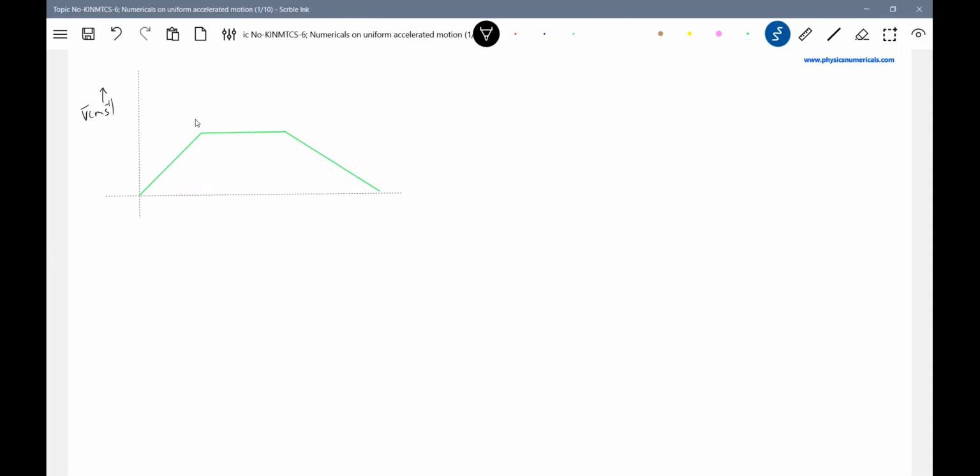Meter per second. There's a velocity. I'll write here also clearly. There's a velocity. And this will be the time in seconds. Let me take some other data.